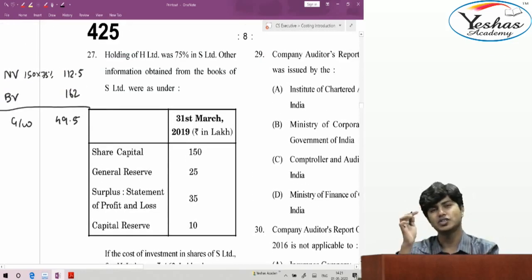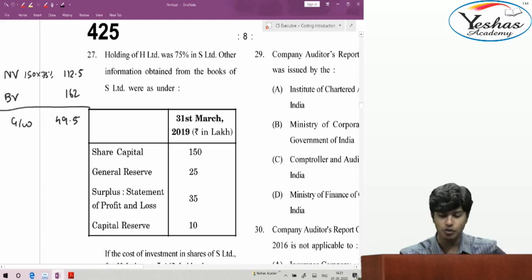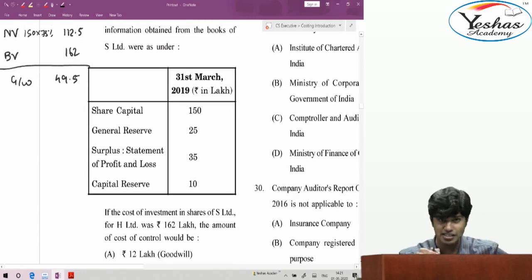We need to segregate reserves and surplus as pre and post. Pre-reserves will become capital reserves. Total of capital reserves should be adjusted here. Yeah, we have to do that. So let us see further. Have they told anything about what the reserves were on the date of acquisition? No. So we'll assume that the acquisition has happened today only and this is the value of the reserves.